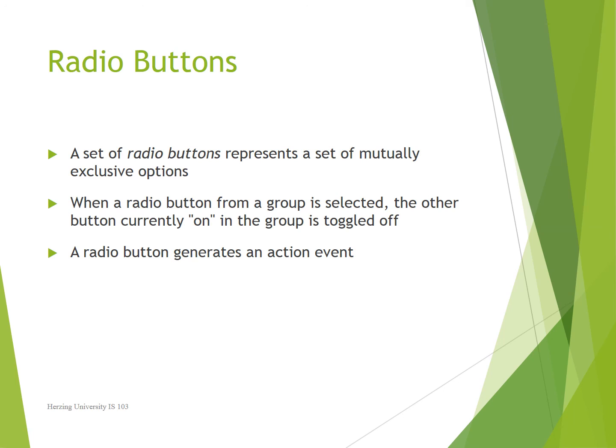Radio buttons. A set of radio buttons represents a set of mutually exclusive options. So when a radio button from a group is selected, the other button currently on in the group is toggled off. A radio button generates an action event.